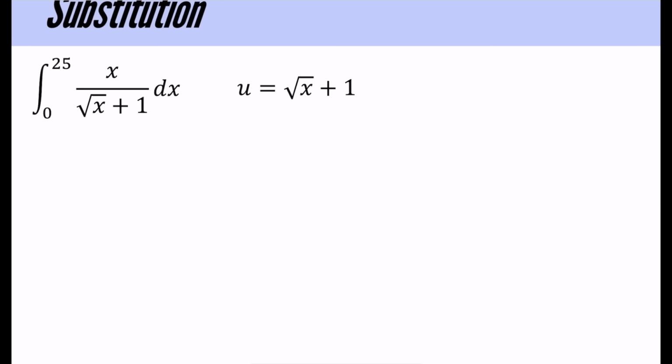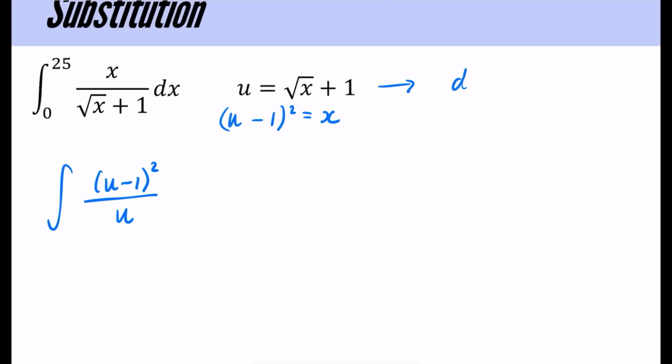Okay, well, the denominator is super easy. The denominator is just going to be u. The numerator, though, I need to find out what x is equal to. So if I do u minus 1, that would give me the square root of x. So if I square it, I get what x is equal to. So the numerator is u minus 1 all squared. And if I just do a bit of differentiation here, if I do du by dx, is that the way I want to do this? Yeah, I think so.